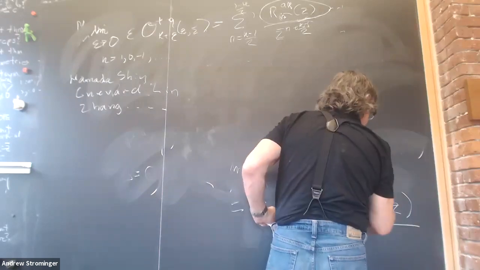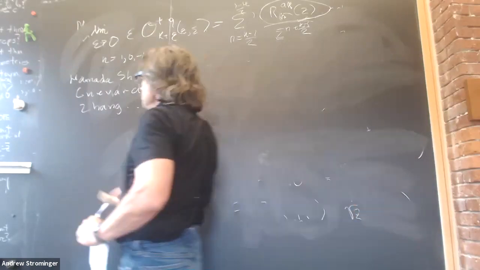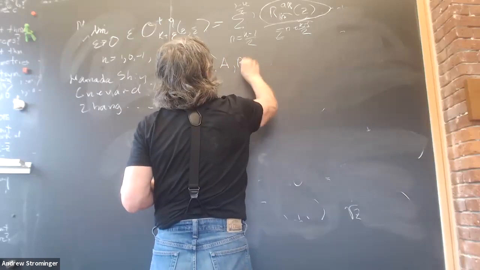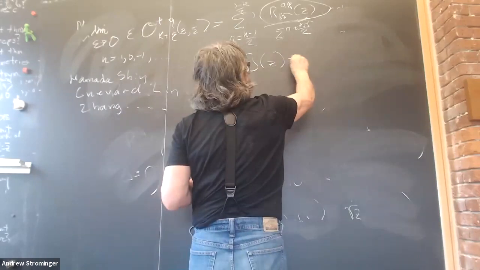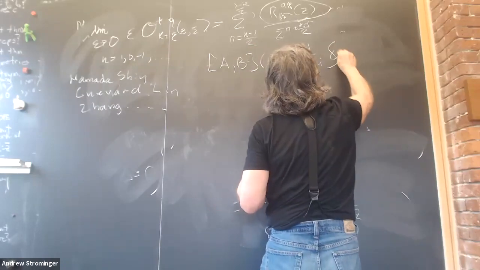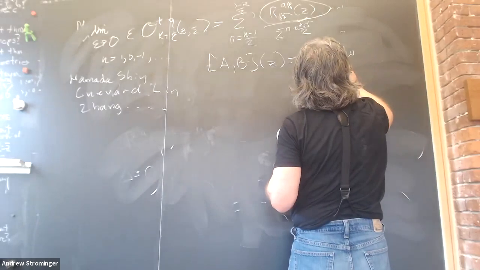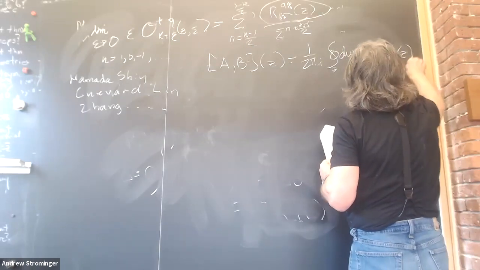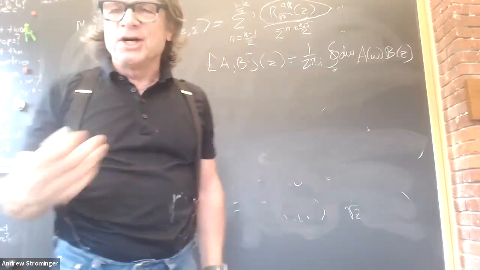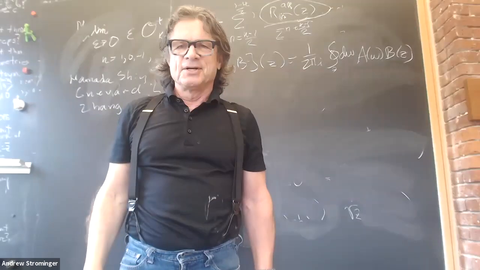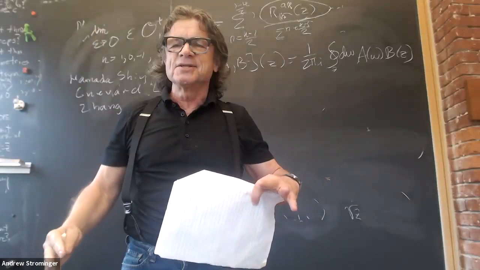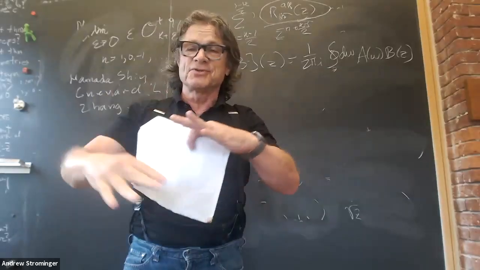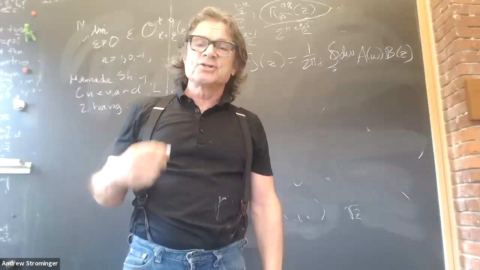Now I want to define the following. Given two currents, let me define the bracket AB of z as equal to 1 over 2 pi i, the contour integral dw around z of A of w, B of z. Now, this is a commutator, but it's not a four-dimensional commutator. So I'm not taking space-like slices and taking an order of limits of which operator acts first and reversing the order. This is actually two-dimensional.